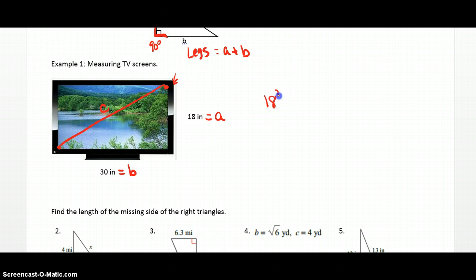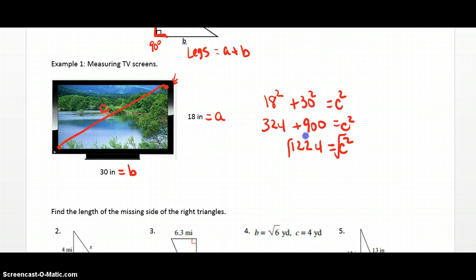So if I take 18 squared plus 30 squared, I will get c squared. 18 squared is 324, 30 squared is 900, and now I can add those two things together. 324 plus 900 is 1,224, and that equals c squared. But that doesn't equal c yet. In order to find the value of c, I need to find the square root of 1,224.